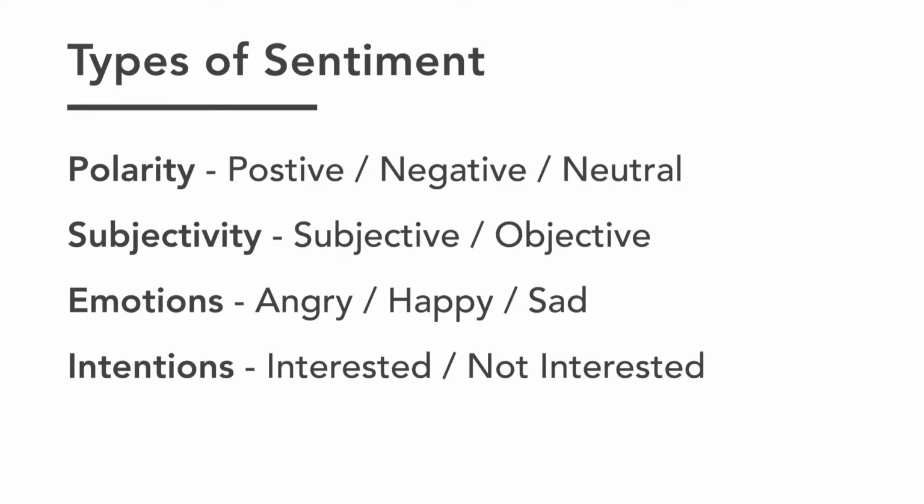The last topic I want to cover before we dive into the code is the different types of sentiment. Normally we hear about polarity. That's the easiest, positive, negative, or neutral. However, there are other types of sentiment. You can look at subjectivity. For example, in a product review, you can gauge how subjective or objective someone is being. Then there are also emotions: angry, happy, sad. And then we also have intentions, such as whether someone is interested in something or not interested in something.